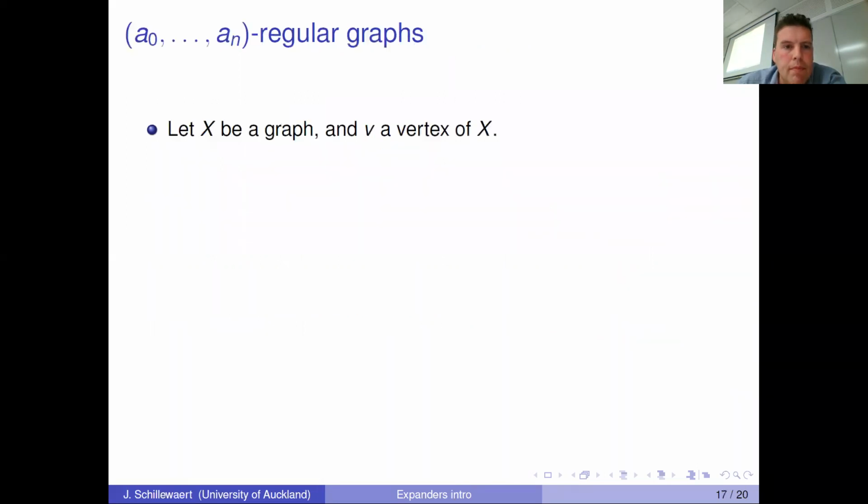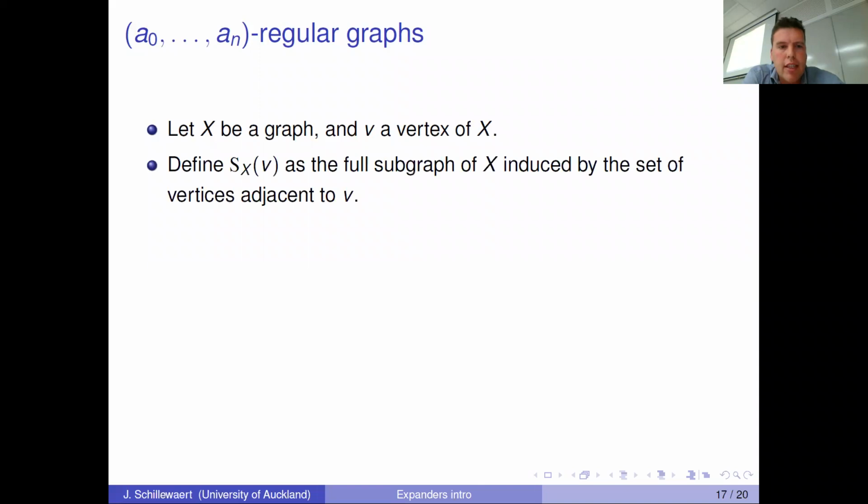Okay. So now I come to the actual reason that I got interested in this topic, which is the concept of A0 up to AN regular graphs. So let me define it first. I have 5 minutes left or something. Yeah. So let X be a graph and V a vertex.